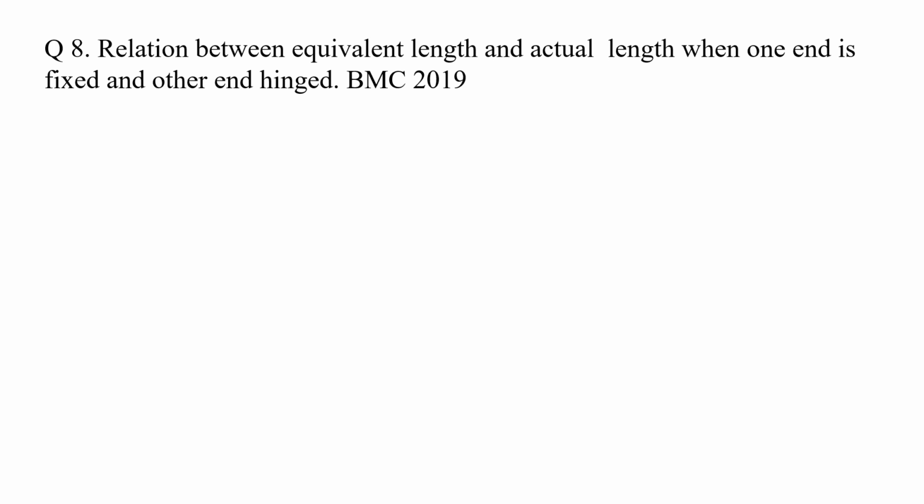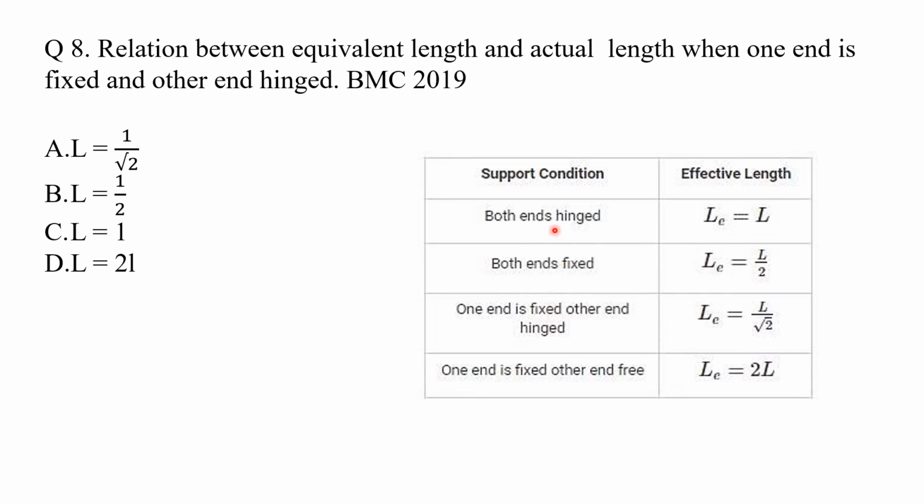Then next question, relation between equivalent length and actual length when one end is fixed and another end is hinged. For equivalent length there is a chart, and there are four conditions related to the supports. First condition is both ends hinged, so LE is equal to L. Then both ends fixed, the effective length LE is equal to L by 2. When one end is fixed and another end is hinged, LE is equal to L by root 2.